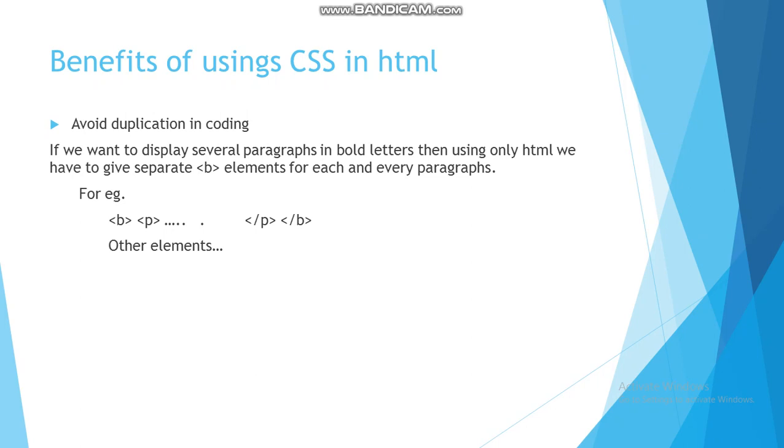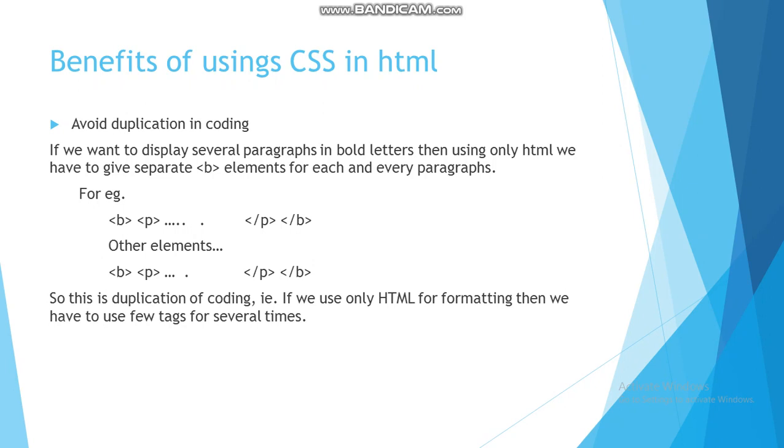Now suppose other elements are there, then again there is a paragraph. So again we need to use B tag here. So this is known as duplication of coding. For each and every P tag, we have to use B tag separately. So this is just HTML code without using CSS. So this is duplication of coding, that is, we use only HTML for formatting, then we have to use few tags for several times. So here B tag is repeated for several times.